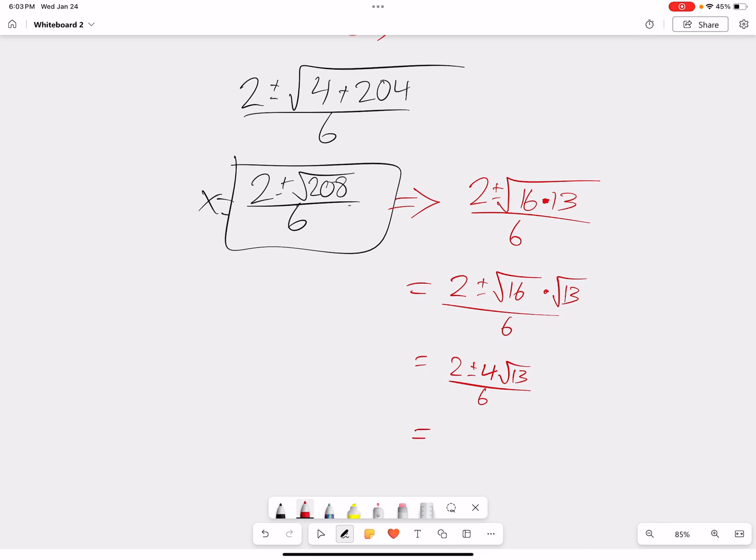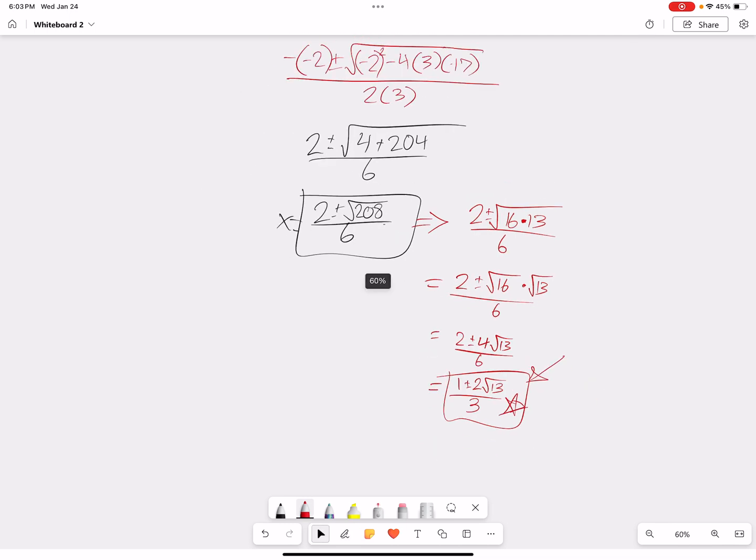But the nice thing there is it allows us to divide everything we got left by 2. So this whole term we can cut in half. This term we can cut in half. This term we can cut in half. And so we can call that 1 plus or minus 2 radical 13 over 3. And that would be like, that's elite. That's like professional level math right there.